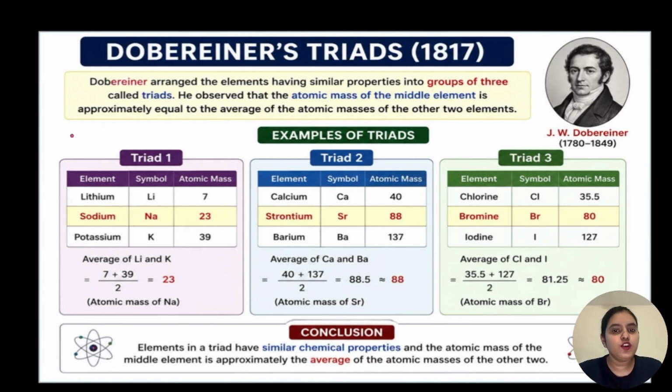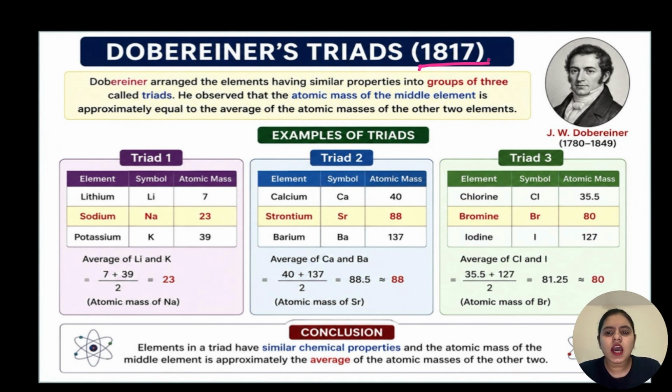Next slide is Dobereiner Triads. Now let's learn about the first successful attempt to classify elements, that is Dobereiner Triads. This method was proposed in 1829 by the German scientist Johann Wolfgang Dobereiner. Dobereiner observed that some elements with similar chemical properties could be arranged in groups of 3, and he called this group a triad.